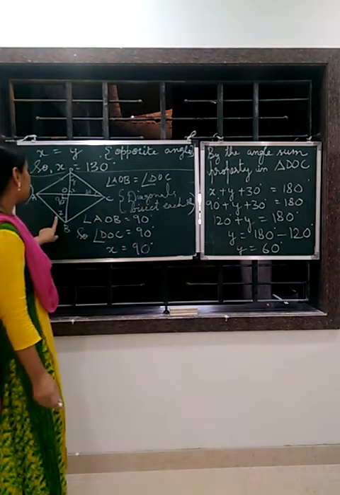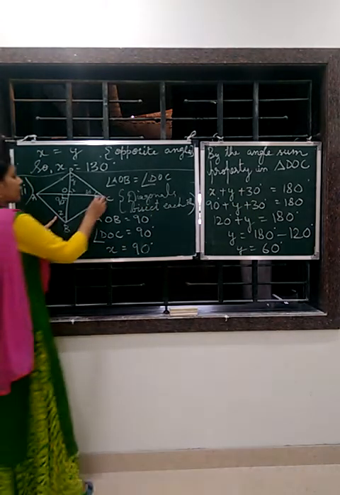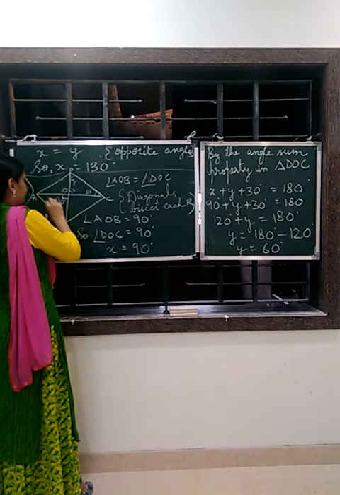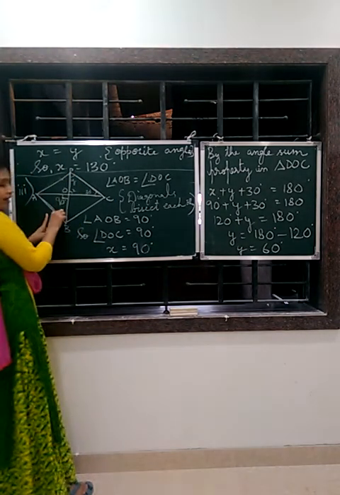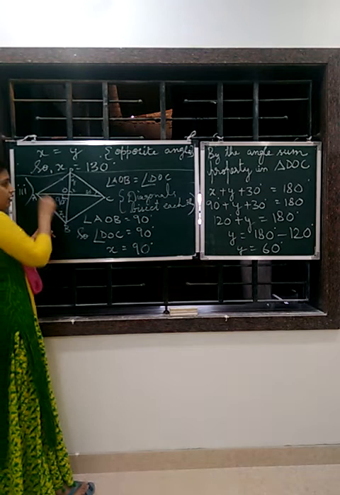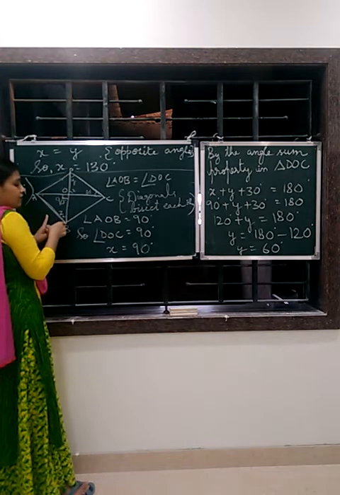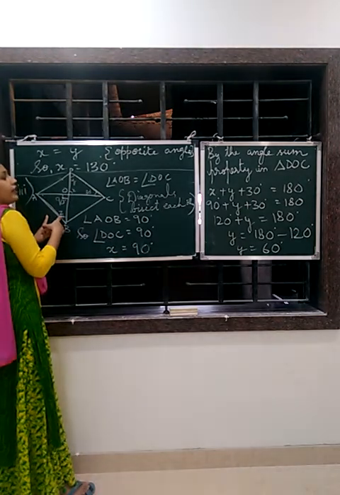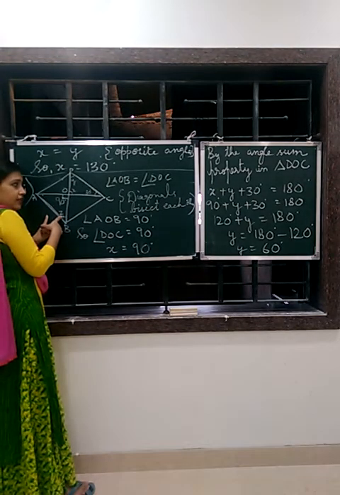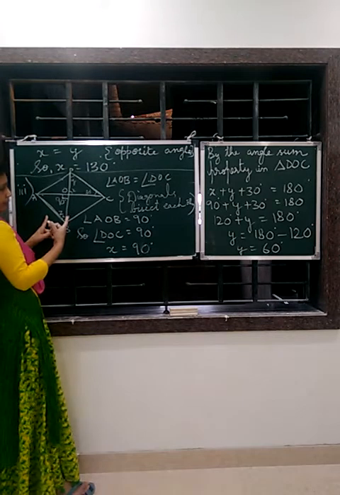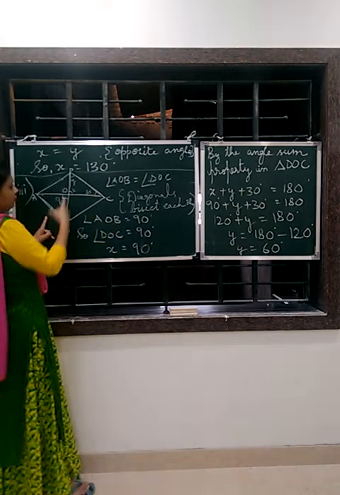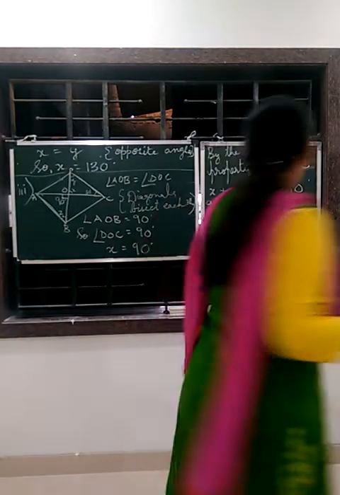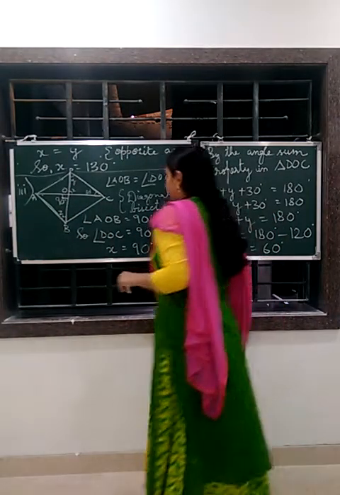Now we have to find z. So if you see this diagram, formation of z, that means x and y are alternate angles. Two parallel lines and a transversal is there in between. So angle y and angle x are alternate angles. That means the measure of these two angles is same. So if y is 60 degree, z is also 60 degree. So you will have to write that.